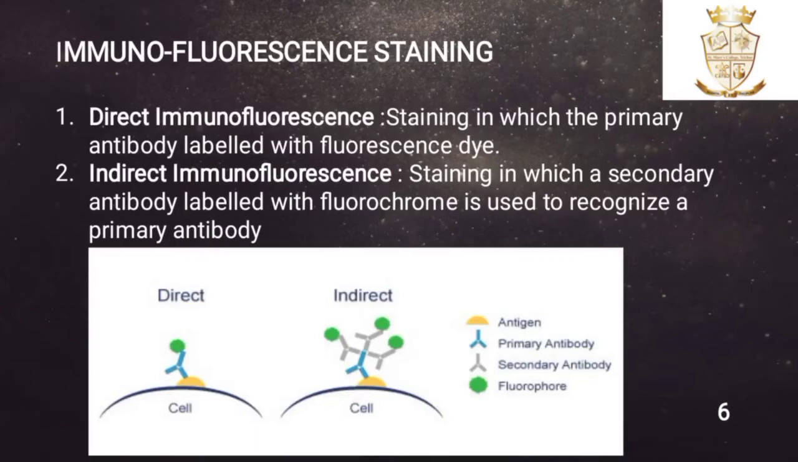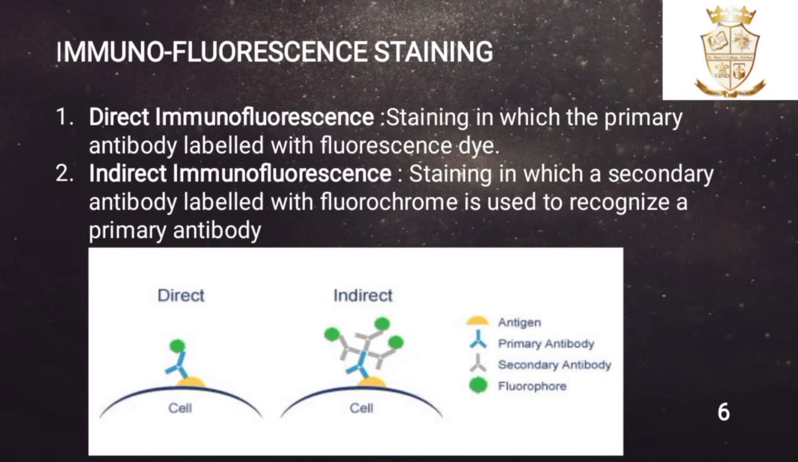Then we are telling about immunofluorescence staining. Immunofluorescence staining has two types: direct immunofluorescence and indirect immunofluorescence. Direct immunofluorescence is the staining in which the primary antibody is labeled with fluorescence dye, and indirect immunofluorescence is the staining in which a secondary antibody labeled with fluorochrome is used to recognize a primary antibody.